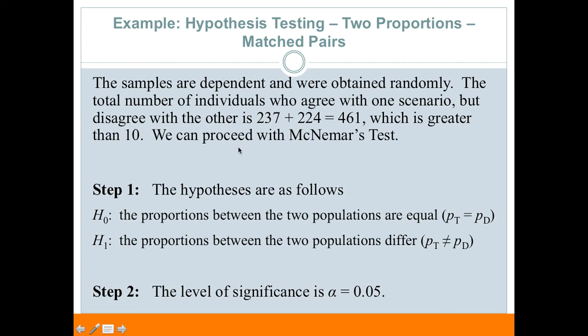Step 1 is to set up our hypotheses. They're always going to be the same. In this case, we have P_T equals P_D, where T is for telephone and D is for detain. The alternative hypothesis is that the two are different, so P_T is not equal to P_D. Now the level of significance is alpha equals 0.05.